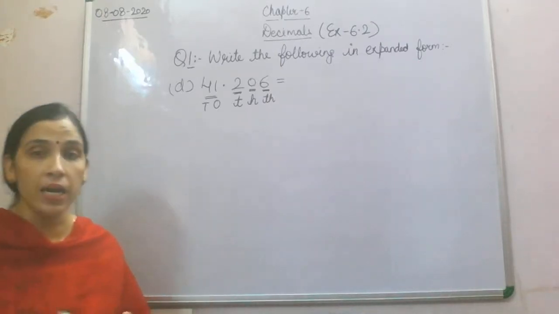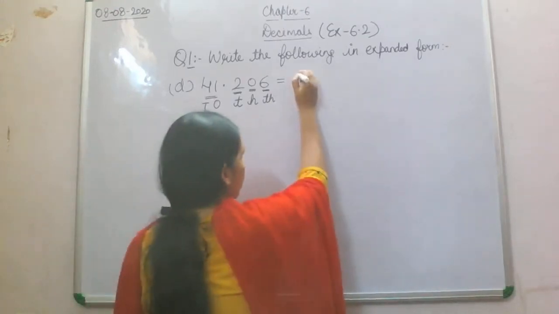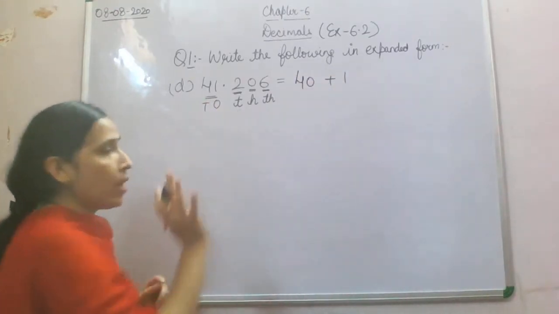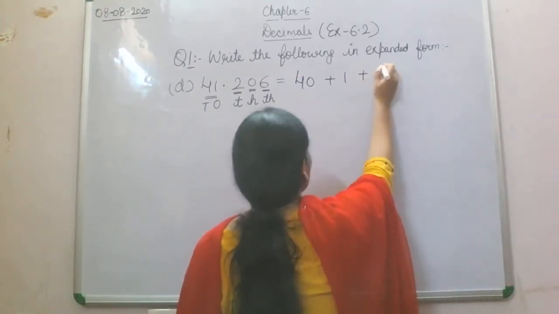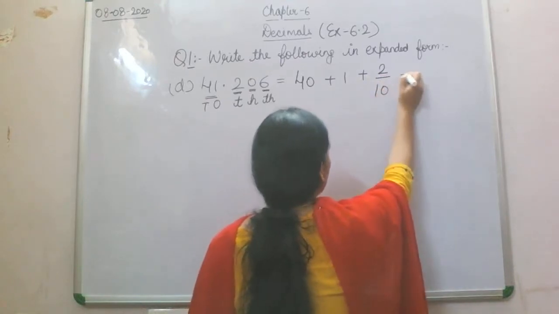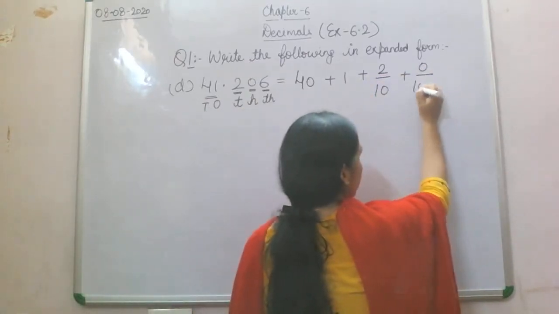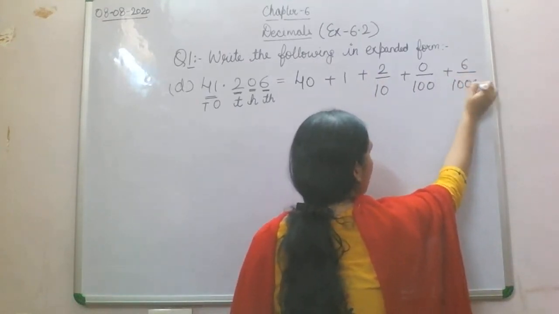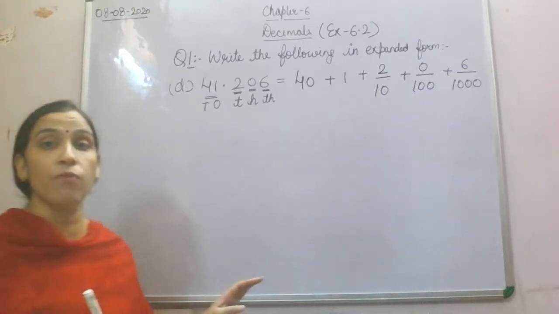So let's start this question also, D part. The first one will become 40 plus 1, tens and then ones. After that we'll write the decimal place. So 2 will be divided by 10. Now here we have 0 on the hundredth place, so we'll write it, plus 6 will be divided by 1000. Now we have to write it in decimal form.